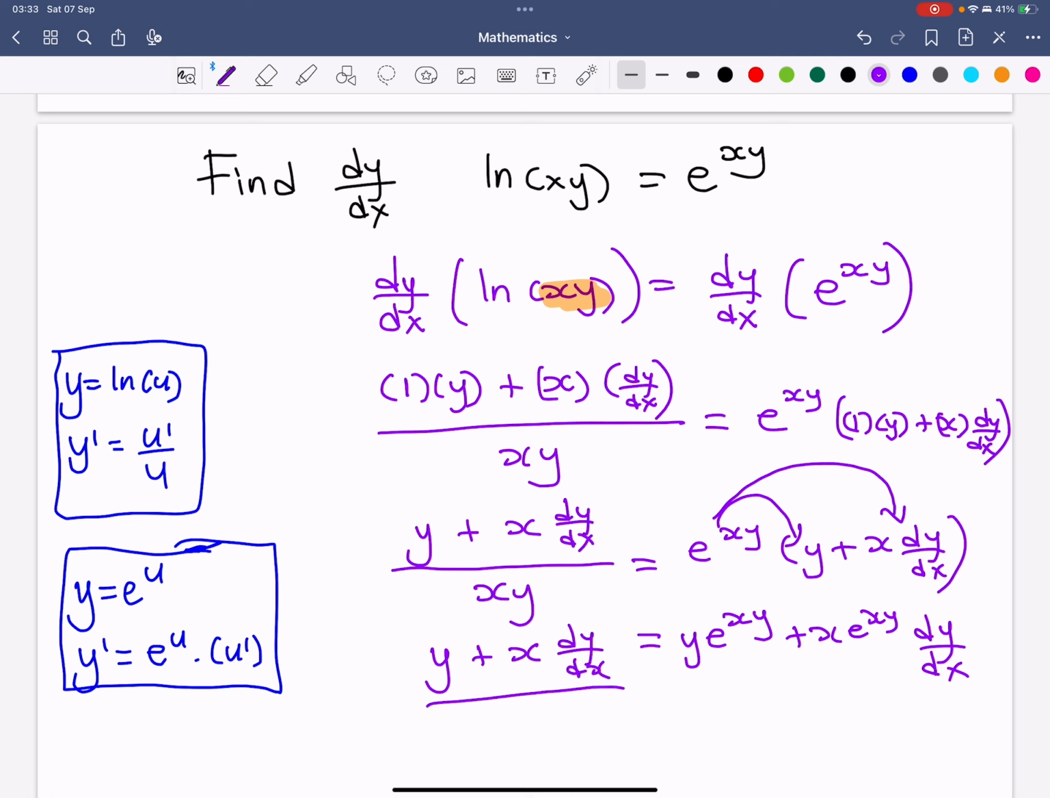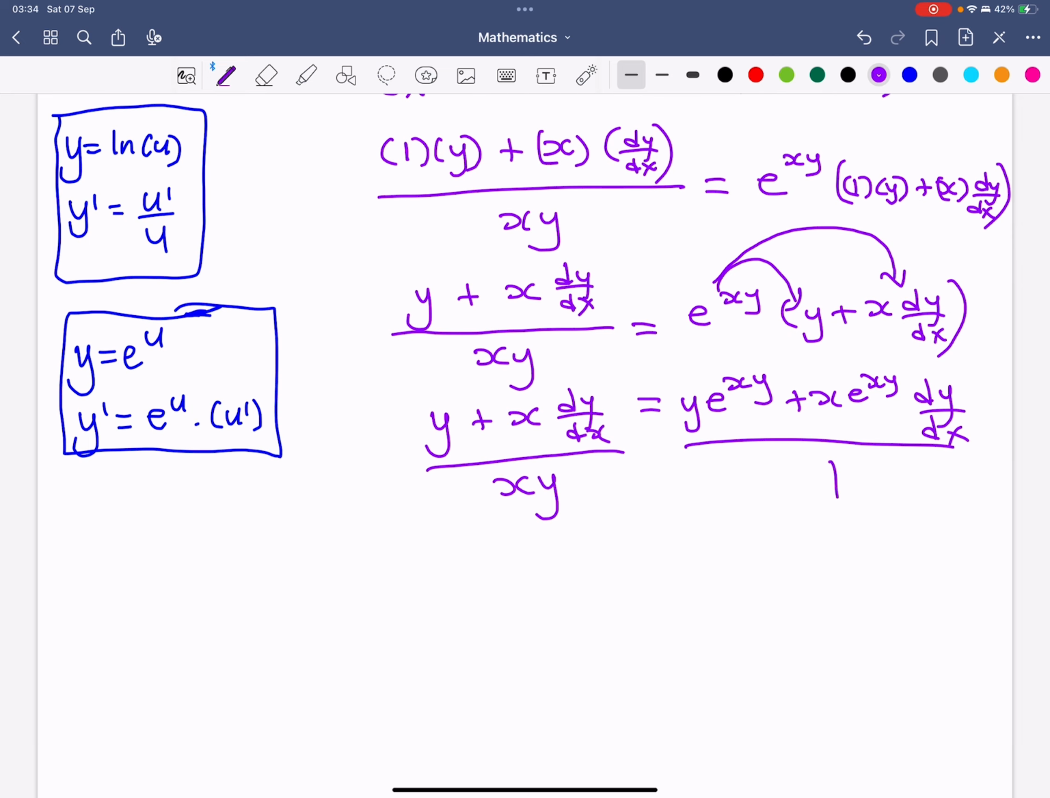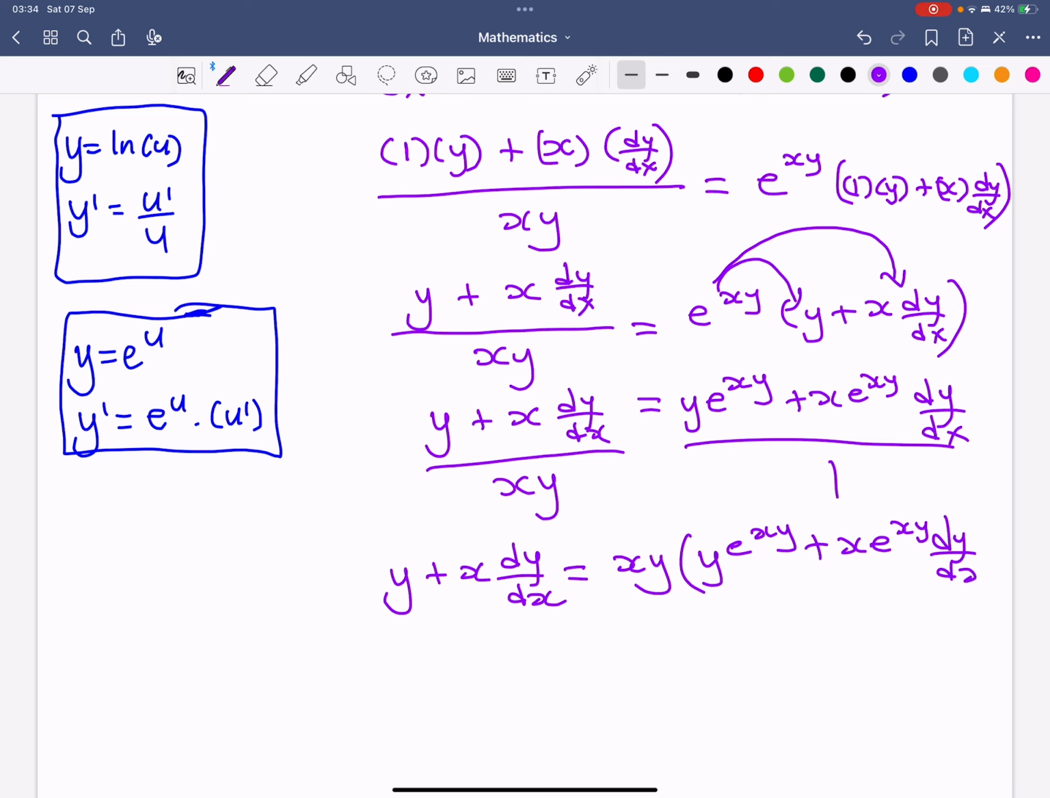So what am I trying to do in this case? What I'm trying to do now is manipulate this until I'm able to put everything that has dy over dx on one side. So that's what I'm trying to do. So I'll divide this by 1 and then cross multiply. So this is y plus x dy over dx equals xy, and then I'll close the bracket, y e to the xy plus x e to the xy dy over dx.